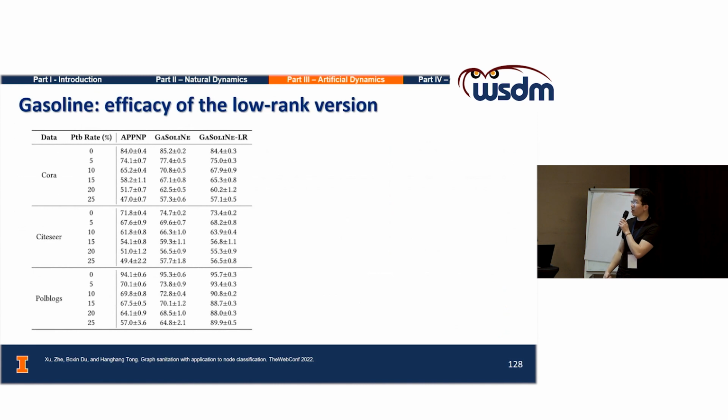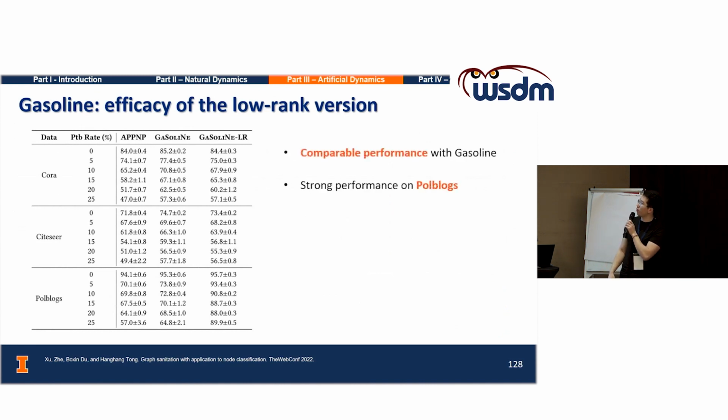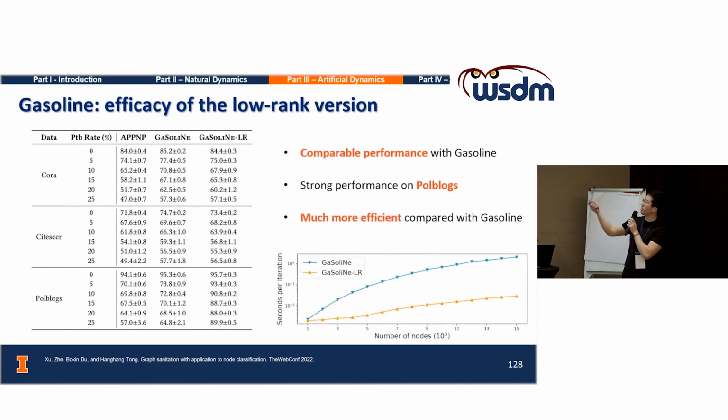Here's the efficacy study about the low-rank version. Our low-rank method is actually an approximating method, but it still gets very good performance compared with the full-rank version. Surprisingly, we can even get very strong performance on the POBLOG datasets, even better than the full-rank version. We explain that this is because the POBLOG dataset is fundamentally low-rank, so such a low-rank update would be more suitable for these POBLOG datasets.